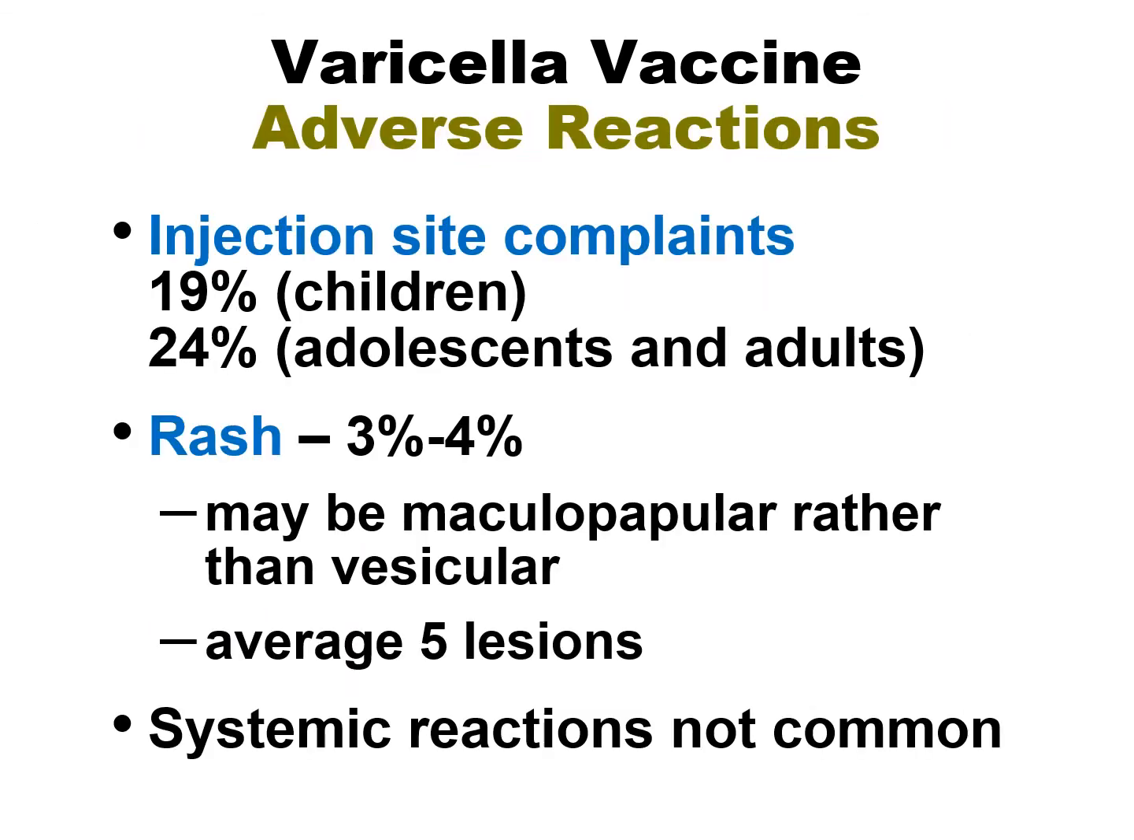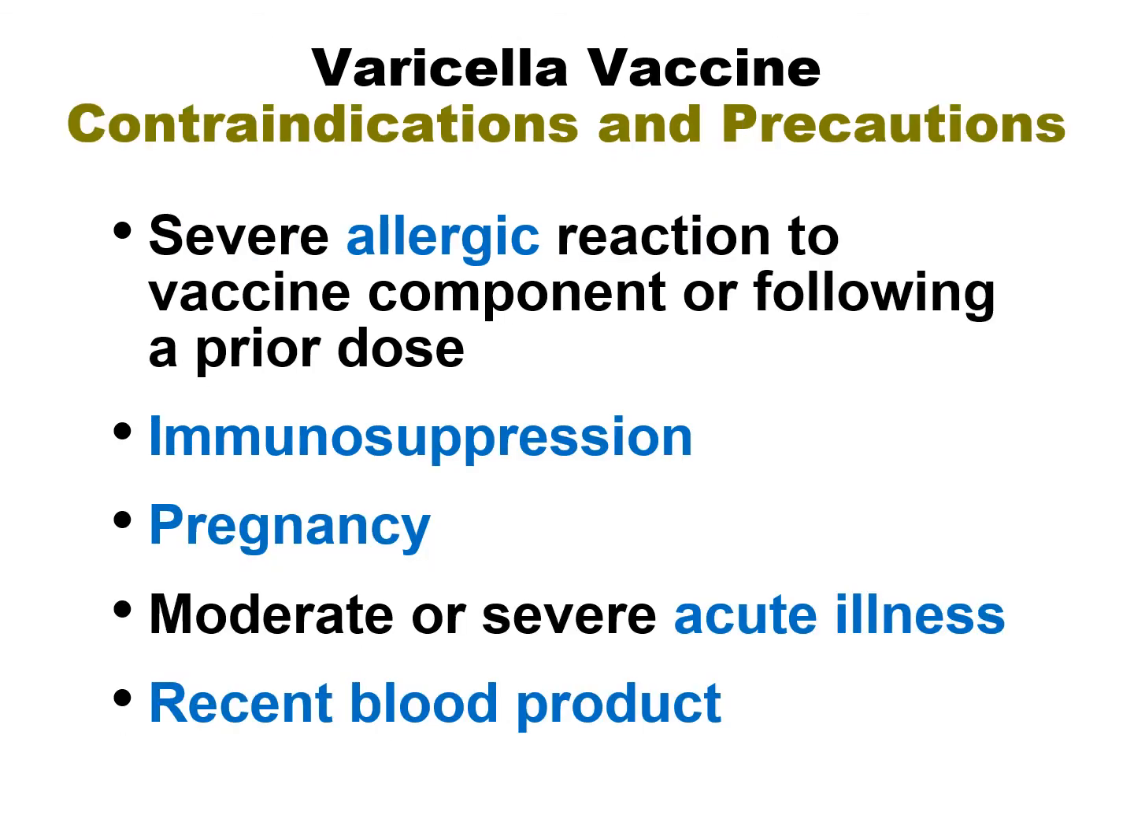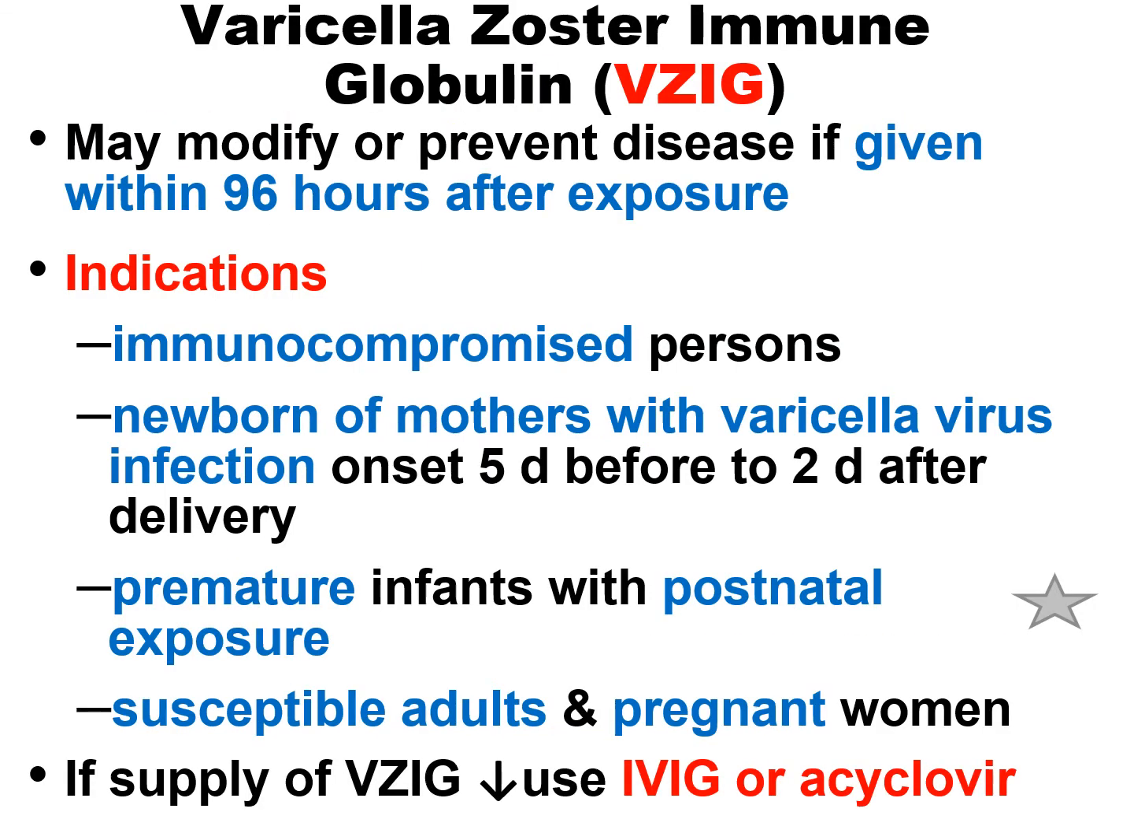Adverse reactions of varicella vaccine: injection site complaints and rash; systemic reactions are not common. Contraindications and precautions: allergy, immunosuppression, pregnancy, acute illness, recent blood product. Varicella zoster immune globulin may modify or prevent disease if given within 96 hours after exposure.